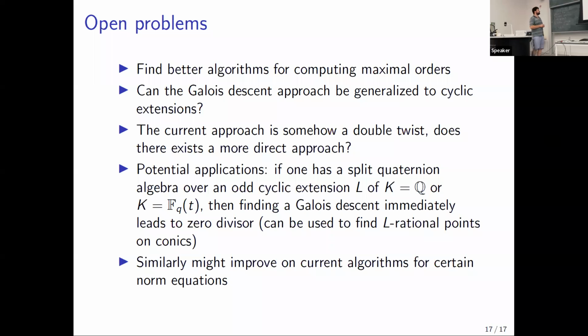That would be interesting, for example, in the case of conics, because if you have a conic over an odd extension, or alternatively a quaternion algebra defined over an odd extension, then finding a Galois descent there immediately gives you just M2Q. Because again, the splitting field has to be divisible by 2. Okay, so I will probably stop here and thank you for your attention.